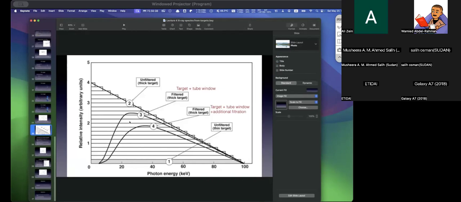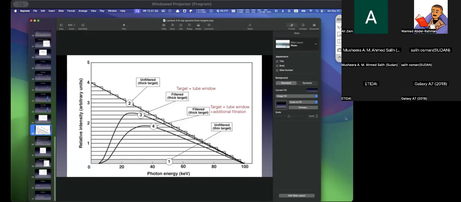But in general, yes, this area is going to decrease with filtration, and this area is going to increase with the atomic number of the target. It's going to increase with the voltage. The proportionality with the voltage, remember, is roughly V squared. It's not just proportional, it's proportional to V squared, the potential squared.